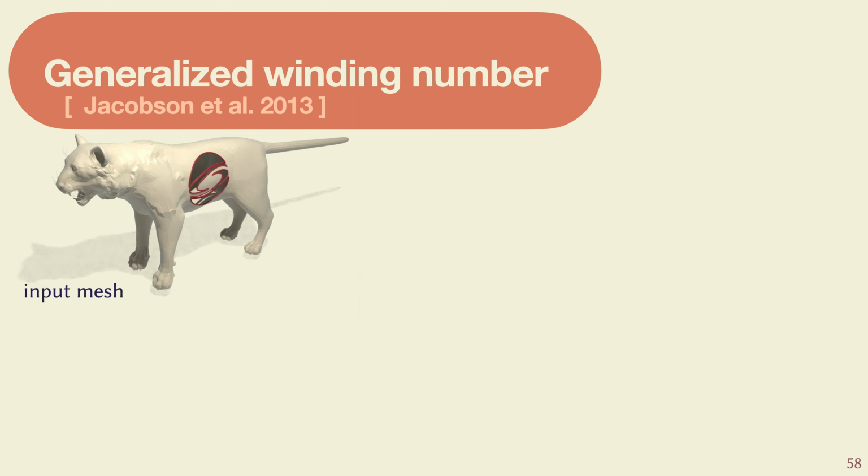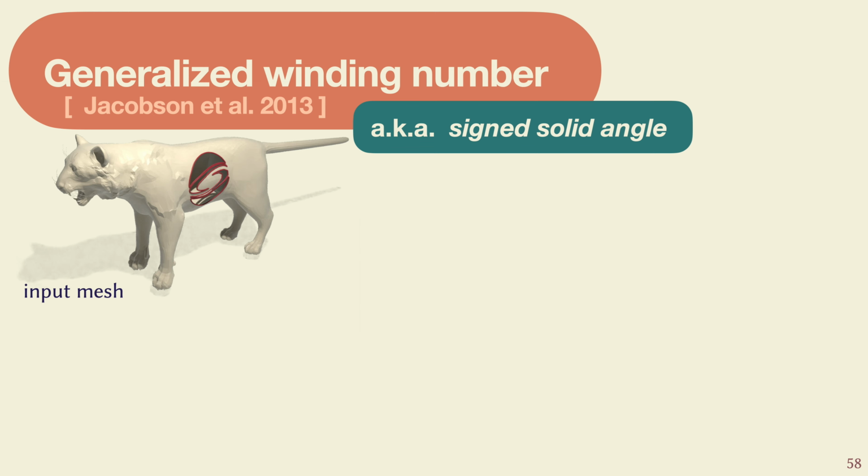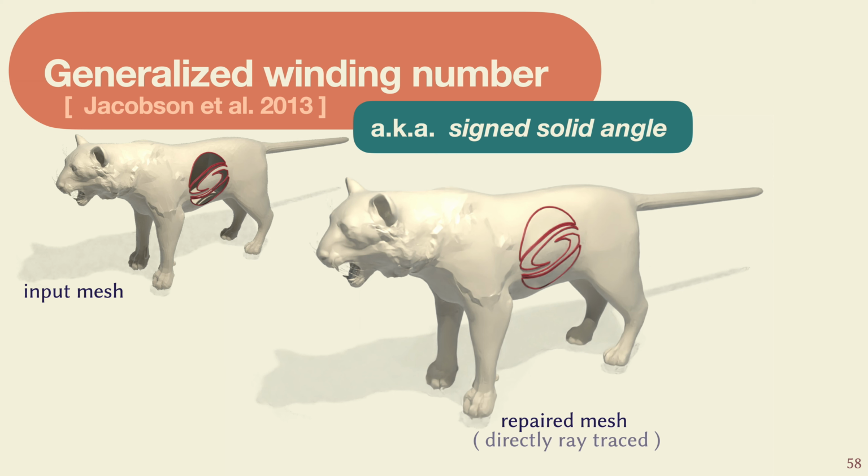One example, closely related to the angle function that I've been talking about, is the generalized winding number, also known as sine solid angle. Jacobson et al. observed that you can take in an input mesh with holes, and fill in those holes with a smooth surface, given as a level set of the sine solid angle function.